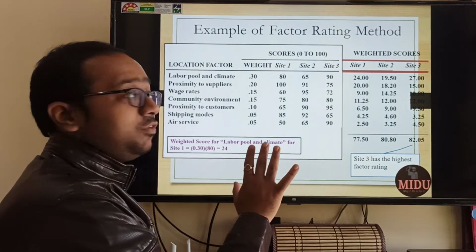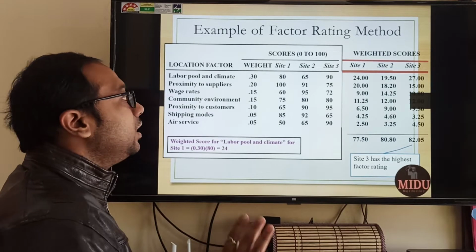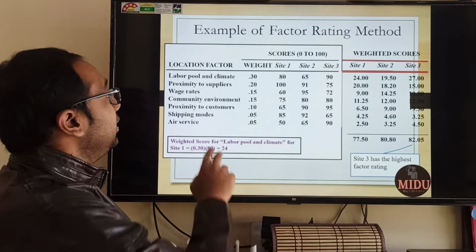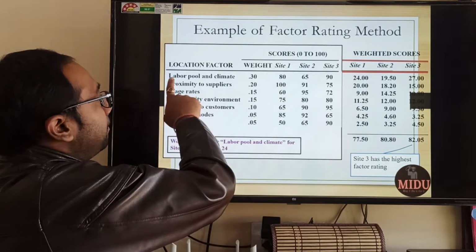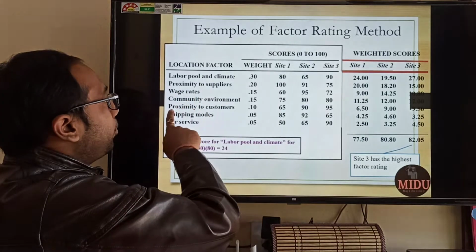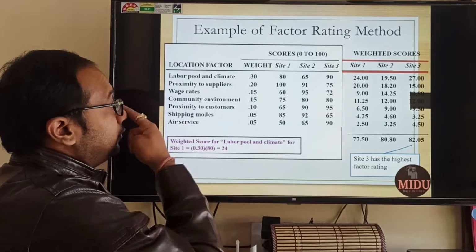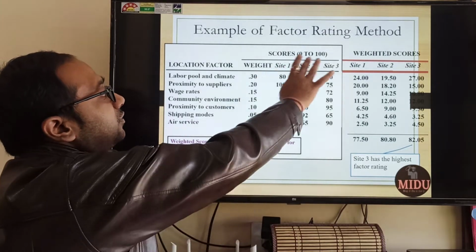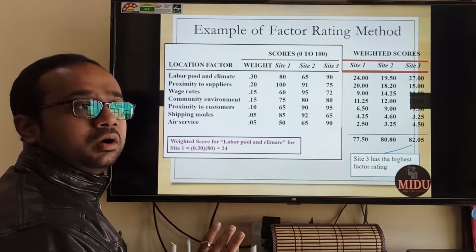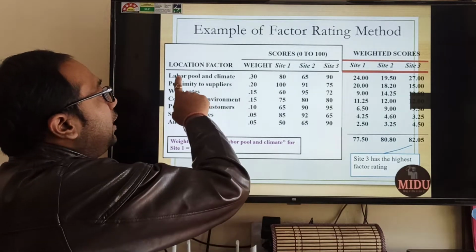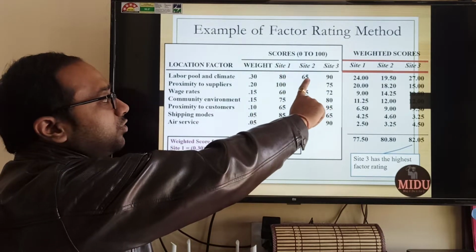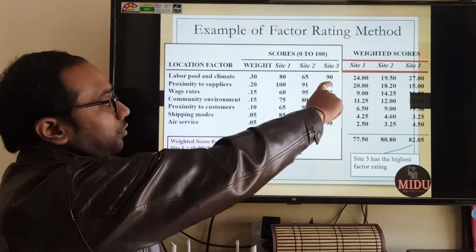So see, we have to select a site. There are 3 sites which have been shortlisted. Amongst these 3 sites, here are 7 factors: labor pool and climate, proximity to supplier, wage rate, community environment, proximity to customer, shipping modes, and air service. Now, each site has been given a score from 0 to 100. Let me show you how to read this table. For labor pool and climate, out of 100, site 1 gets a score of 80, site 2 gets 65, and site 3 gets 90. Site 3 is most favorable.